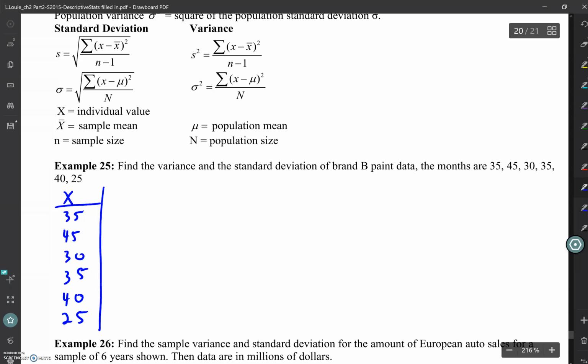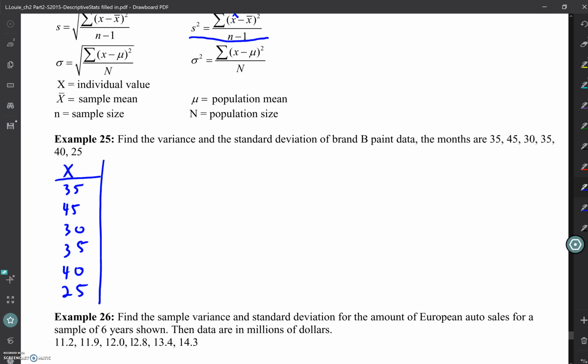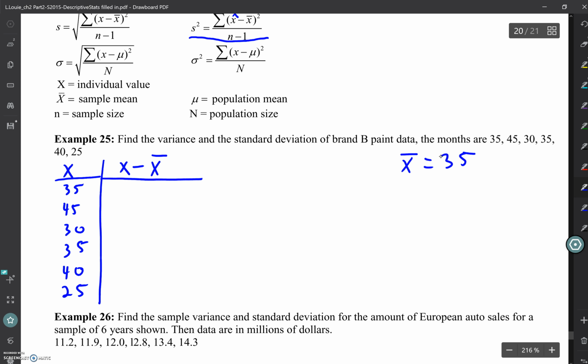So if we're talking about our variance, we need our x and we need an x bar. So that means we need to find a mean. So let's find the mean of this and figure out what the mean of our paints is. We can either do that by adding them up and dividing, or use your technology, whichever way you want to do it. Let's find the mean. So the mean is 35.